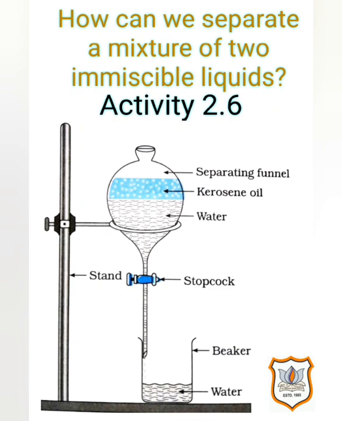Now pour the mixture of kerosene oil and water in a separating funnel as shown in the figure. Let it stand undisturbed for some time so that separate layers of oil and water are formed. Open the stopcock of the separating funnel and pour out the lower layer of water carefully. Now close the stopcock of the separating funnel as the oil reaches the stopcock.